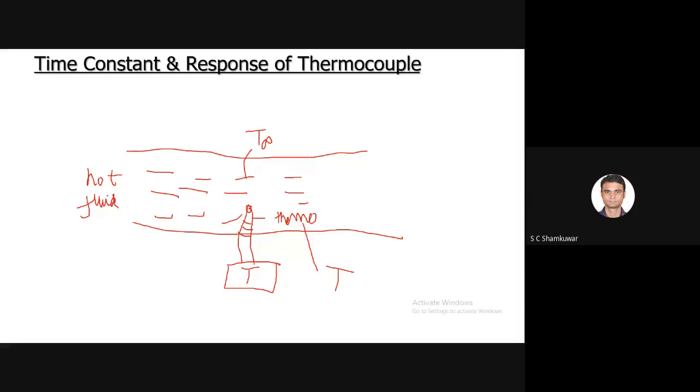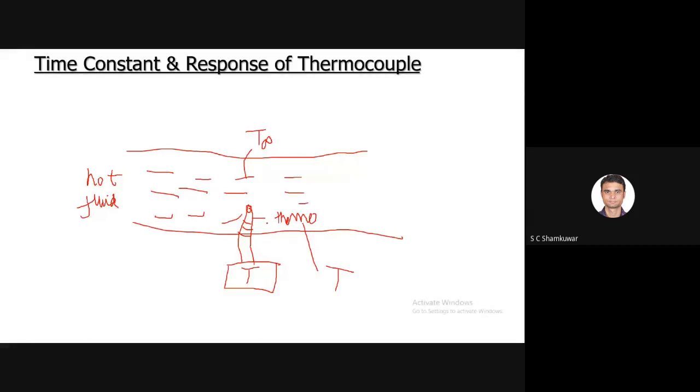Are you getting? Okay. But there is some time lag. As soon as you connect the thermocouple, the thermocouple takes 2 nanoseconds to 5 seconds to show the exact temperature of the fluid. So this is what is called time lag.